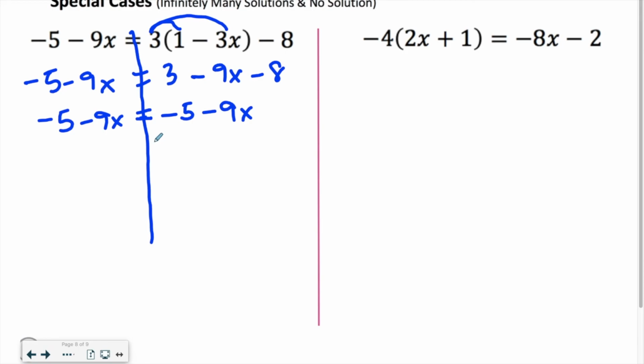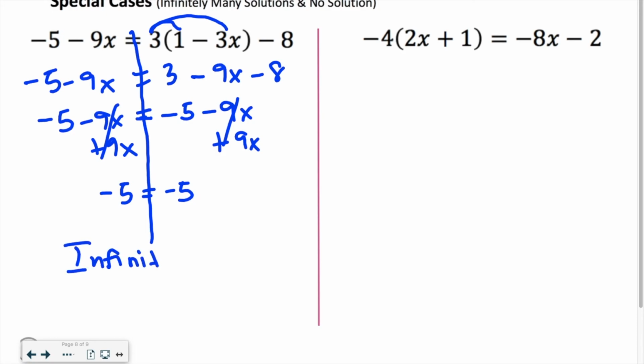But I'm just going to go all the way until we get just a number. So we're going to get rid of our 9x by adding 9x on both sides. So these cancel out. And you're left with negative 5 equals negative 5. So because negative 5 does equal negative 5, what that means is there's infinitely many solutions.